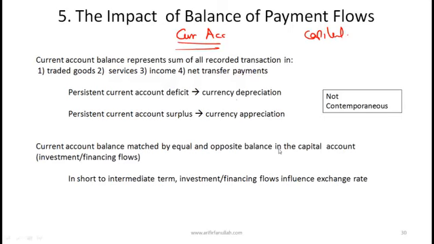At level 1, we studied this in a little more detail, where we thought of the capital account as a financial account and a capital account, and this distribution was based on the nature of assets. But right now we are not going to worry about this subtle distinction. In the short to intermediate term, investment/financing flows influence exchange rates. So this is a high-level remark that we'll discuss in more detail on subsequent slides.